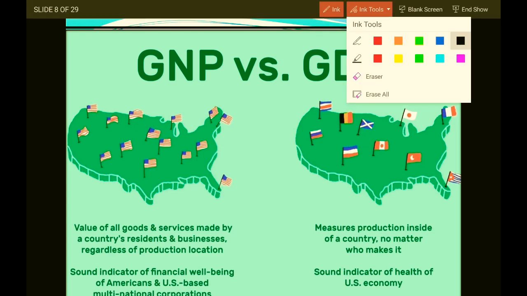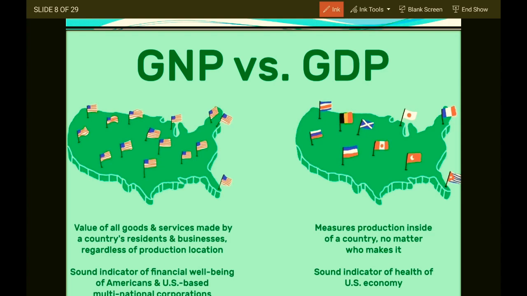See, GDP is concerned with the production of goods and services within our country. It doesn't concern whether the production is by the nationals. It doesn't concern whether the goods or services are manufactured or produced by the people who are citizens or residents of that country. You can see in the diagram.